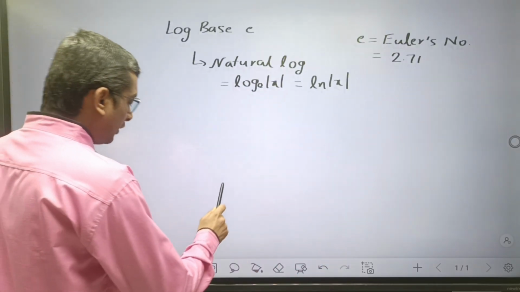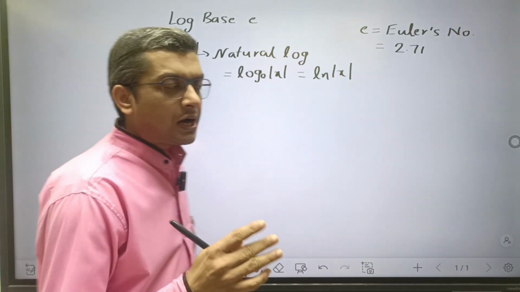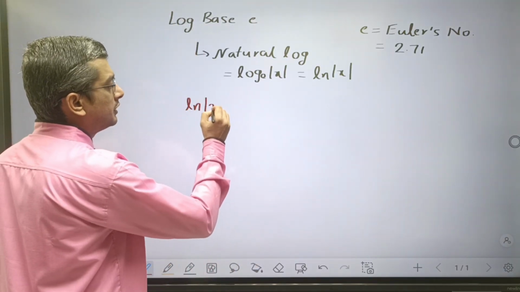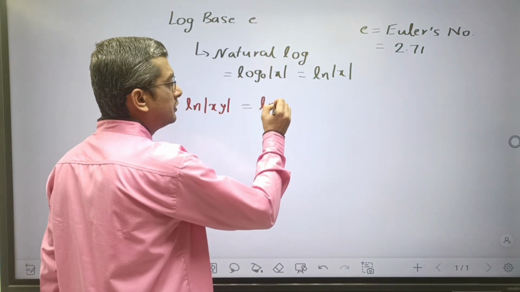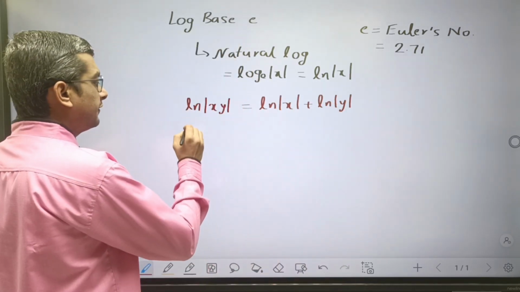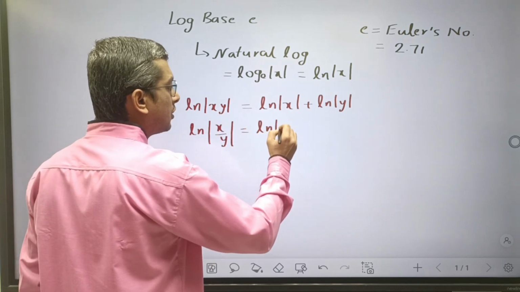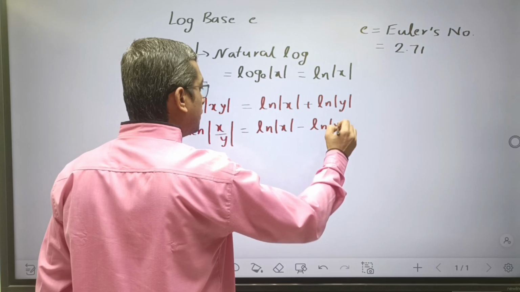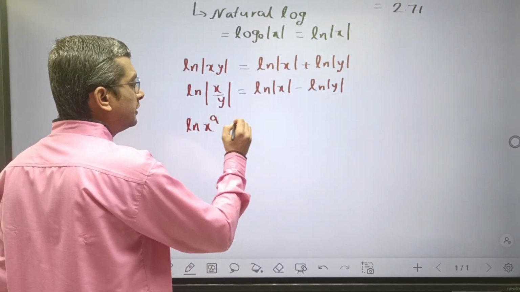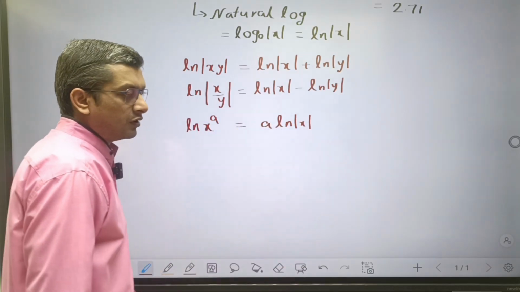Now the identities which we have defined for log base 10, all the identities are repeated with the base e. For example, if I write log x into y, this will be log x plus log y. If I write log x divided by y, then this will be log x minus log y. Third identity, if I write log x to the power a, then a comes before log, and this will be a log x. So all the identities will be repeated.